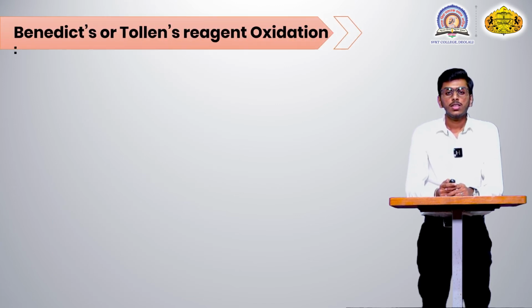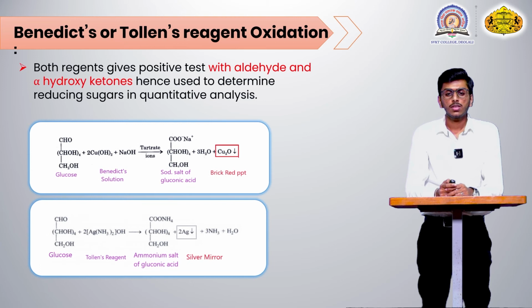The next is oxidation with Tollens reagent or Benedict solution. As discussed in the last session, the reducing sugar reacts with Benedict's and Tollens reagents and gives a positive test, that is a silver mirror in case of Tollens reagent and the red precipitate in case of Benedict solution. Both reagents give a positive test.